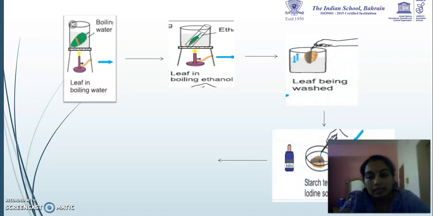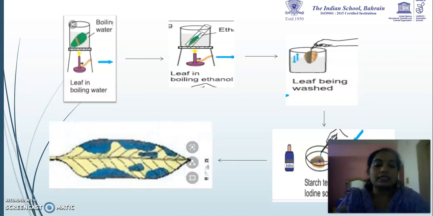Then we will conduct the iodine test or the starch test by using the iodine solution. Take the leaf in the petri dish and then drop some iodine solution on it, 3-4 drops. Once you drop it, you can see that this type of design you are going to get. Only some parts of the leaf turn blue-black, whereas some parts remain the same. There is no starch present in the other parts. That is why it doesn't show any color difference.